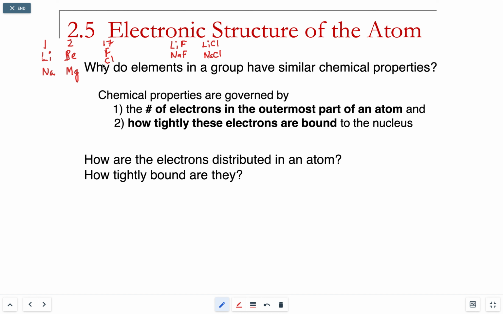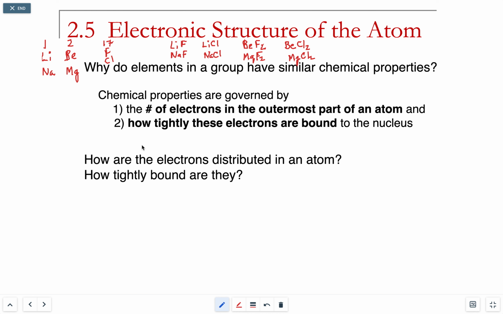Beryllium and magnesium also react. When beryllium forms a compound with fluorine, the number ratio is 1-to-2. You need 2 fluorine atoms for every beryllium. In magnesium, you see the same thing. And we get the same behavior with chlorine. So we're saying that, for example, lithium and sodium have similar chemical properties just to the extent that they form the same number ratios when they form compounds with other elements. Same thing with beryllium and magnesium, and same thing with fluorine and chlorine.